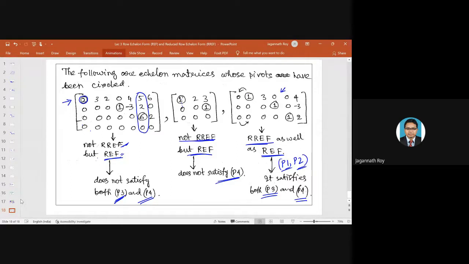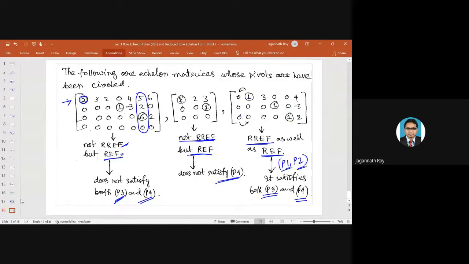How? See here. So 0, let us keep it as it is. 0 can also be there; we don't have to bother about it. The first leading non-zero entry is 1, except 1, others are 0. Let us come back to the second row. The leading non-zero is here. It is 1. Except 1, the column has no other non-zero entry. Similarly, for this case, except 1, no others are there.